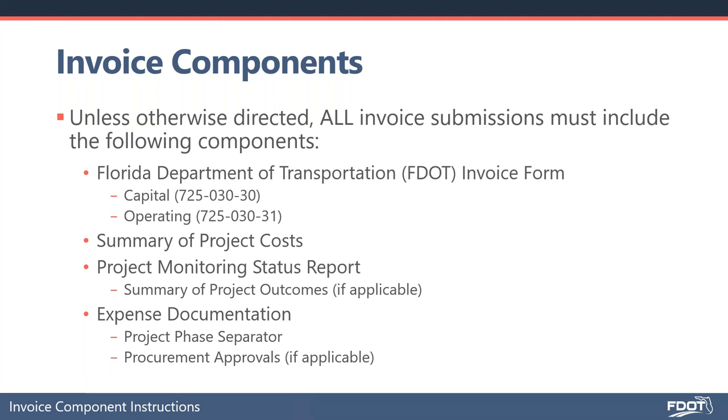Summary of costs. The summary of costs is something that was developed at the district level to be able to support your documentation that you're submitting for invoices. The project monitoring status report has been an interesting experience. But it has to be submitted with each of the invoices. And then, of course, depending on what option you select, if you want to attach any additional information to that project monitoring form, you would attach the summary of project outcomes. That's if applicable, you can decide to not do so. And then, of course, there's the expense documentation.